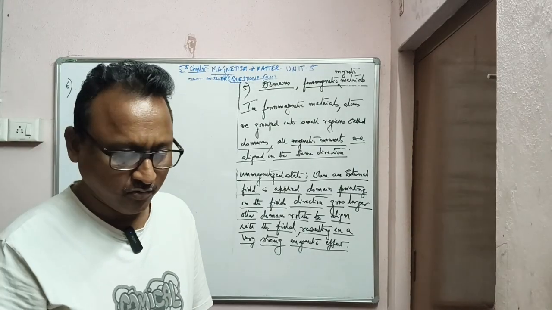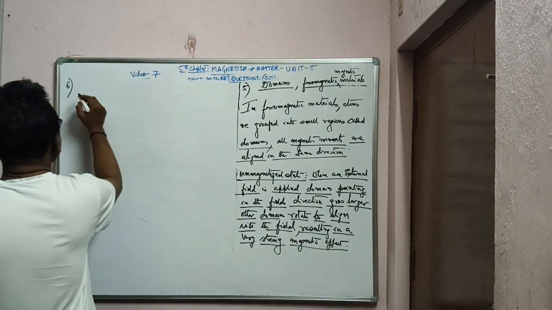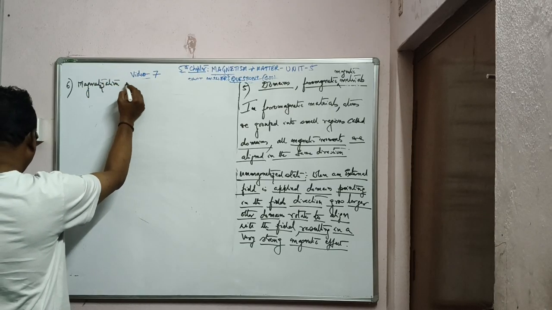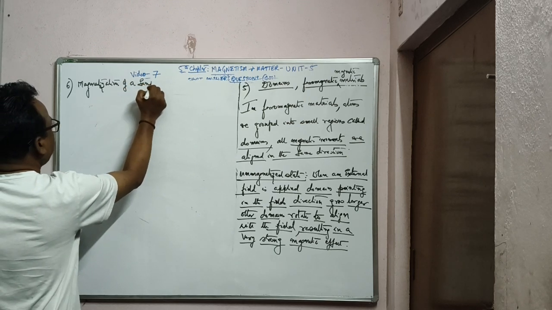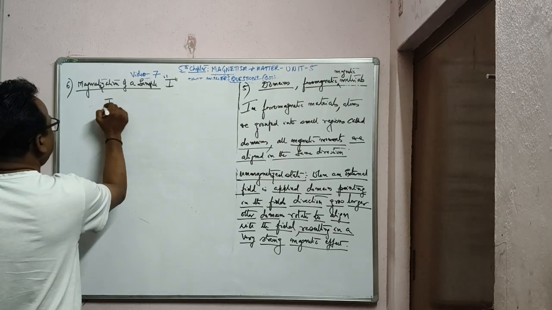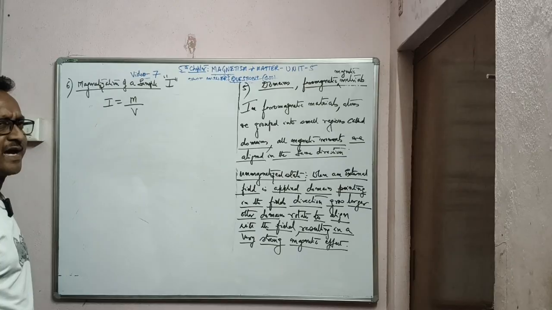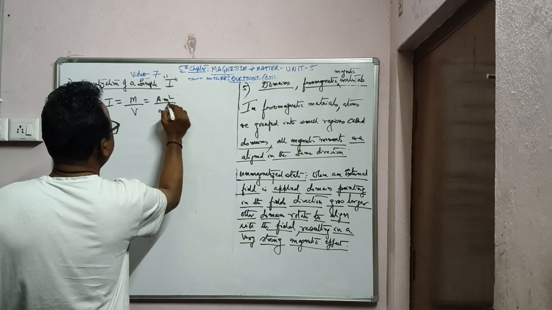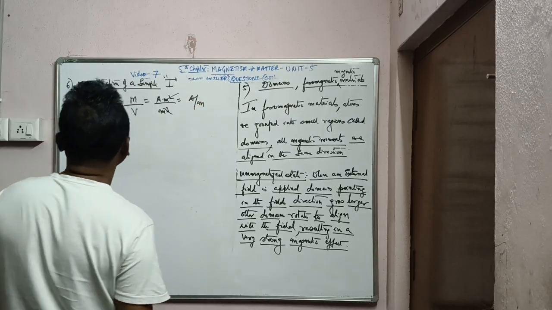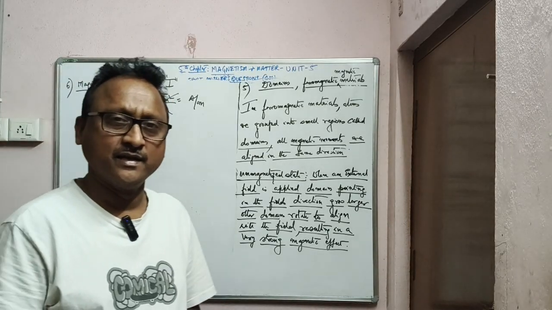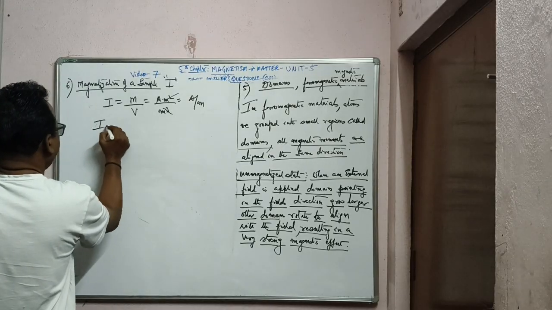This is also a theoretical part. Define magnetization of a sample. This is the first point. This is nothing but simply I, intensity of magnetization. And I told you intensity of magnetization is the ratio of magnetic moment per unit volume, given by ampere meter square by meter cube. So the unit is ampere per meter. So magnetization of a sample is nothing but intensity of magnetization. It is the ratio of magnetic moment to its volume, ampere meter square by meter cube, that is ampere per meter.